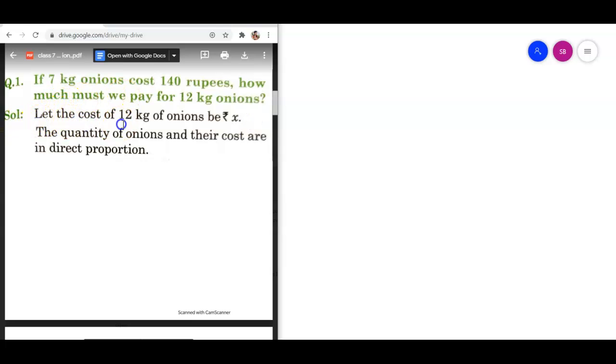Let the cost of 12 kg of onions be rupees X, because we want to find out the cost of 12 kg onions. So let us take that the cost of 12 kg of onions be rupees X.